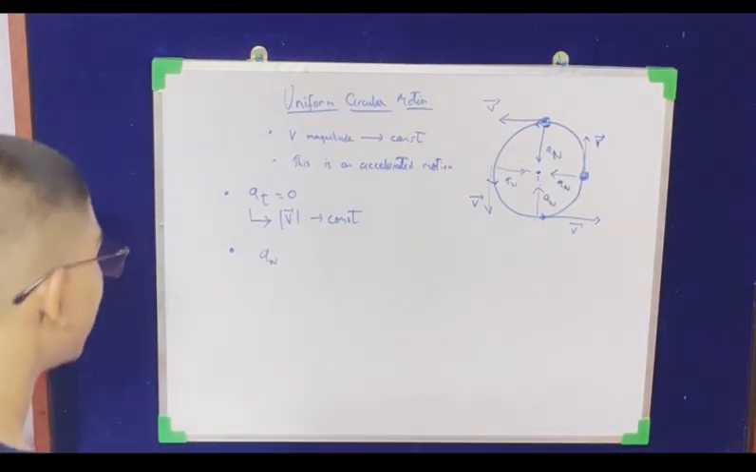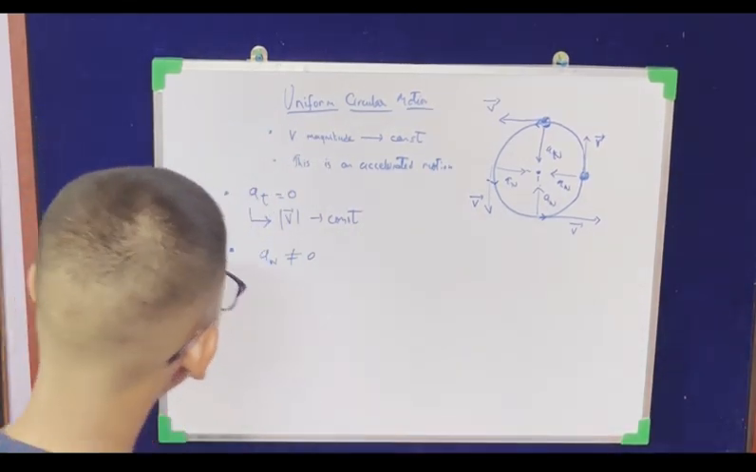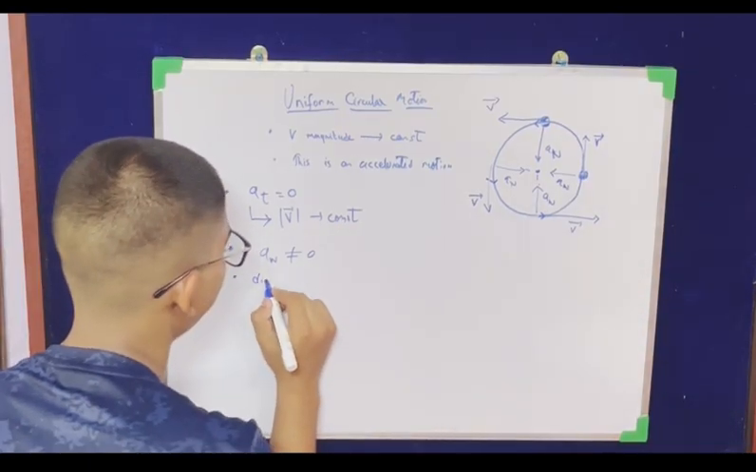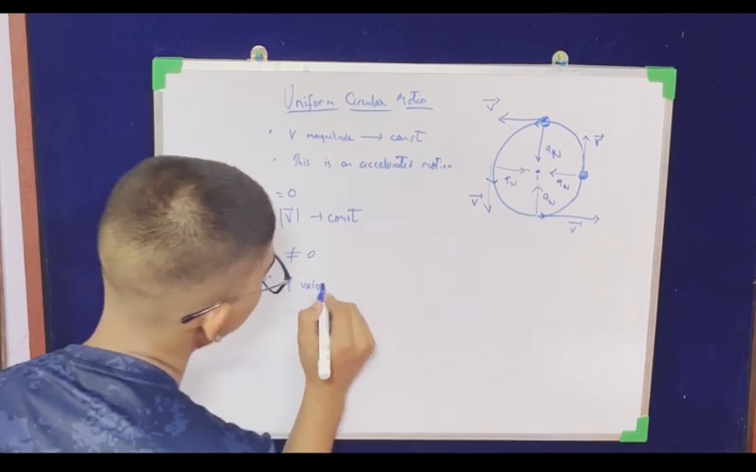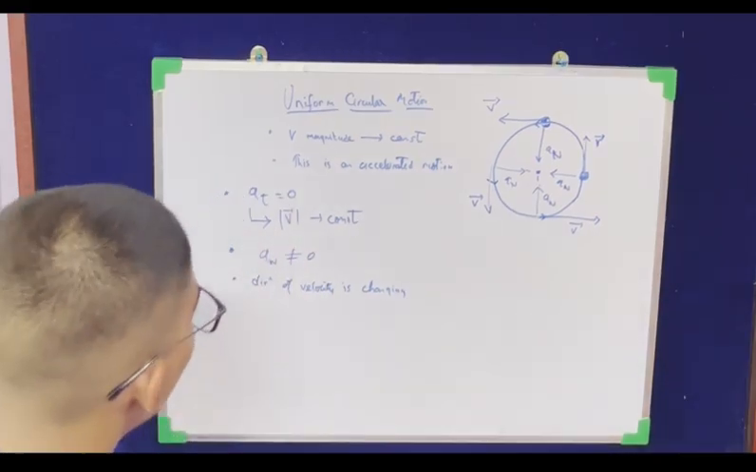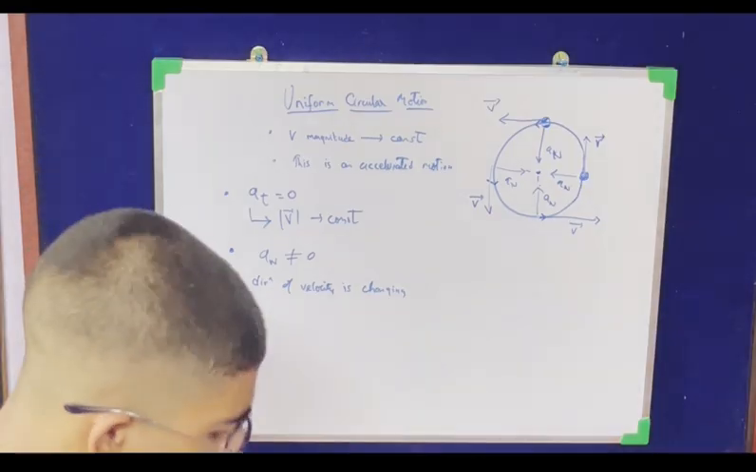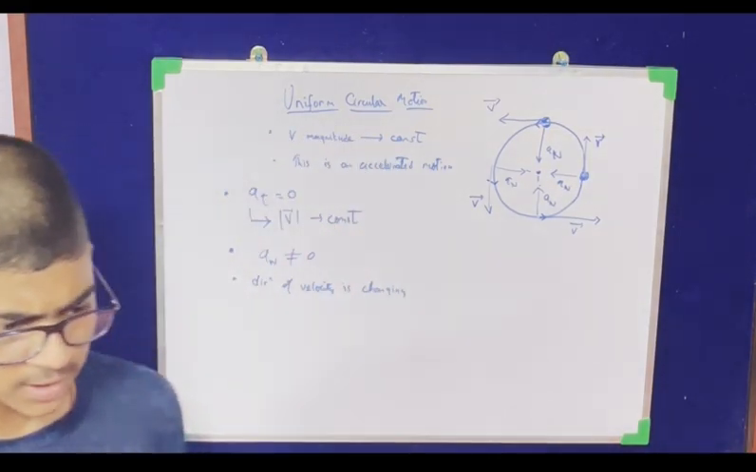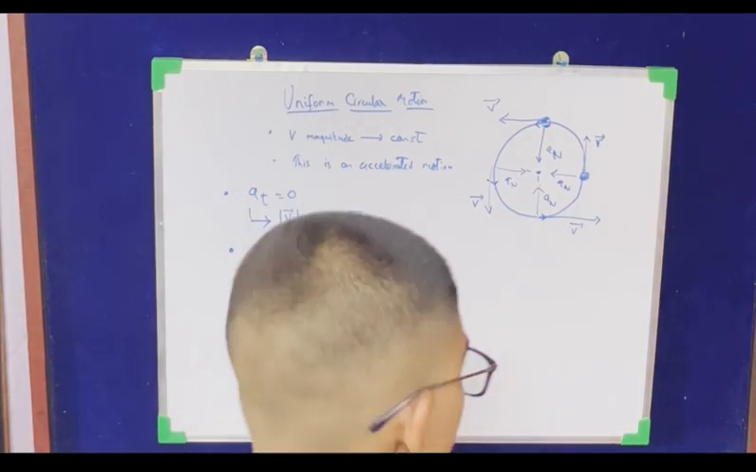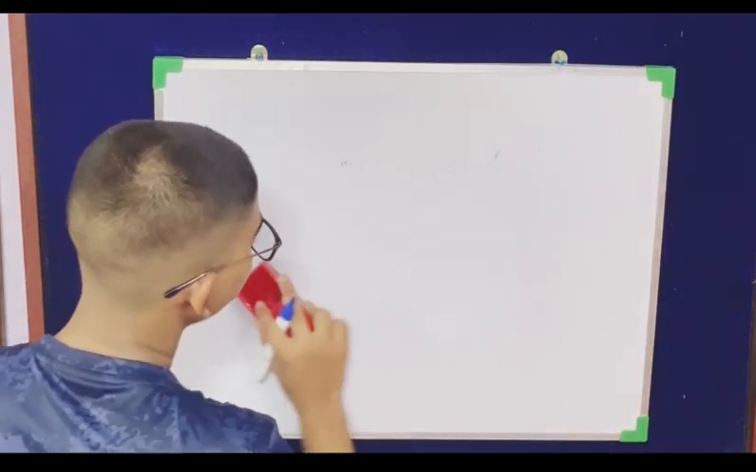So the normal acceleration is not equal to 0, right? It is changing, so it is not equal to 0. So we can also write that the direction of velocity is changing. Okay, so this is the basic part. Now let us learn what is angular displacement, angular speed, and angular acceleration. Then we will again return to this part.